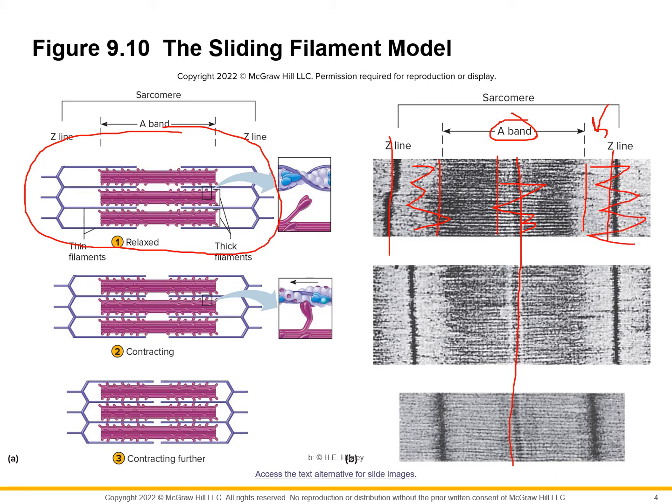sarcomere to the other. But as a muscle is stimulated to contract, the sarcomere shortens, and so I have more and more overlap of the actin and myosin. So I'm going to have less free actin and less free myosin, and that's going to make it look different. And that's considered the sliding filament model.